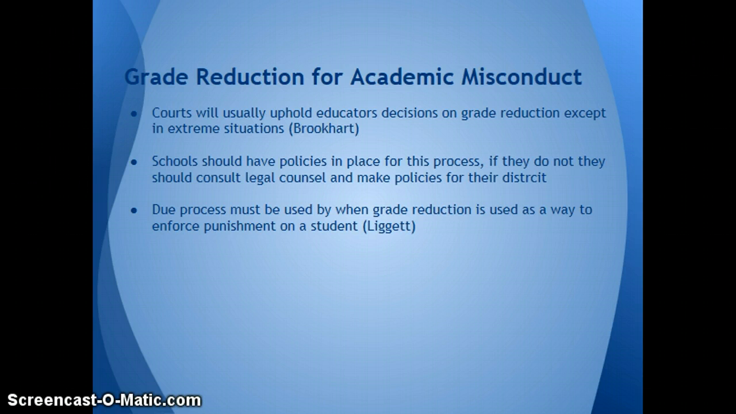Schools should have policies in place for this process. If they do not, they should consult legal counsel and make policies for their district. It's very important that at the district level, each school have those policies in place.